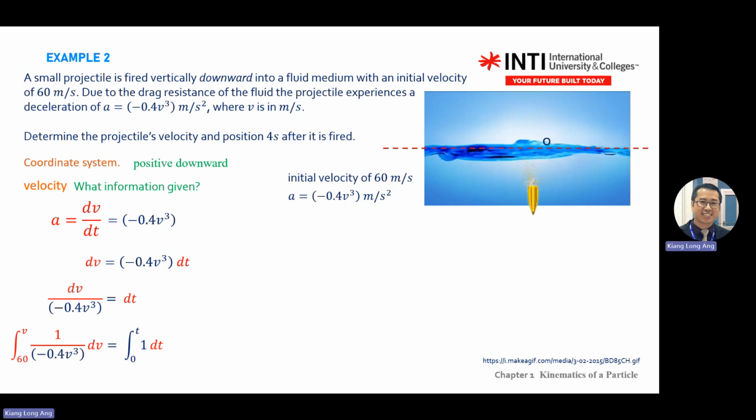Then you integrate. The initial velocity given is 60, but the general equation is v0. v0 is 60, so you write 60 here. Then the velocity that you want to find, you don't know, so you put a v here. Then on the right-hand side, in front of the dt, although there's nothing there, it is 1. There's always a value of 1 here. So you integrate this one and solve this equation.